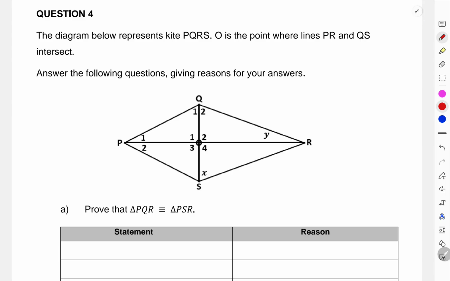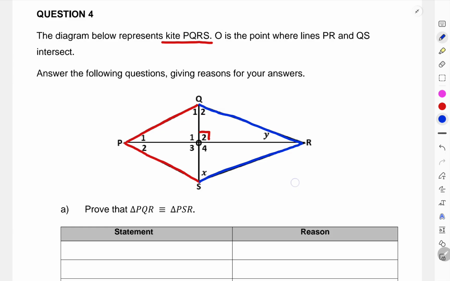Okay, question 4. The diagram below represents a kite. Now, very important, you need to know your properties of a kite. O is the point where line PR and QS intersect, and we know that they intersect at 90 degrees. So that's one property. We know that PQ will be equal to PS, and because it's a kite, we know that QR is equal to SR. Okay, just things that I'm going to note quickly.